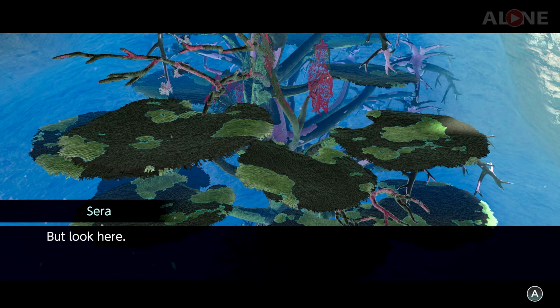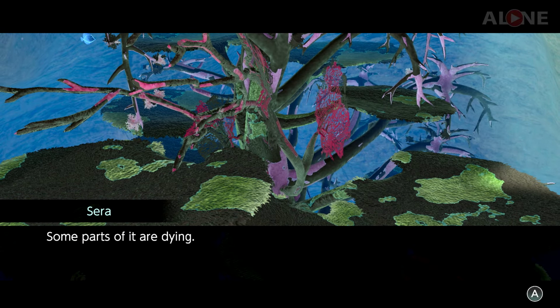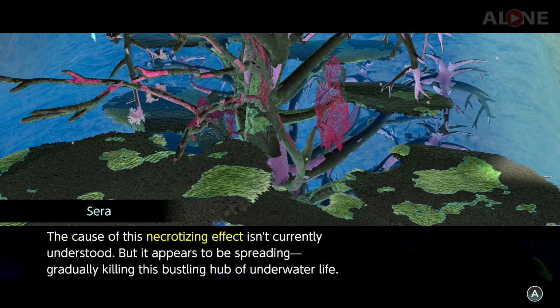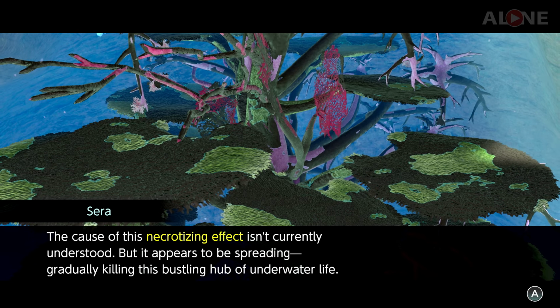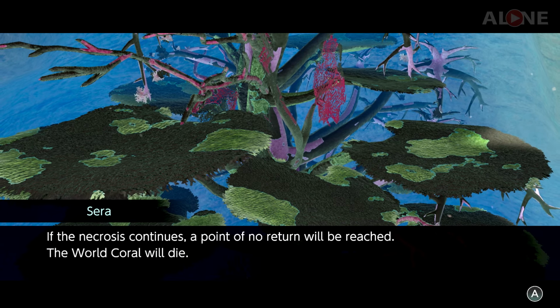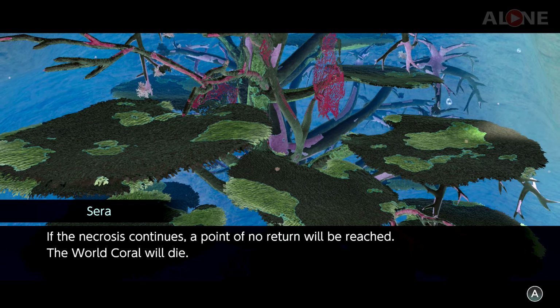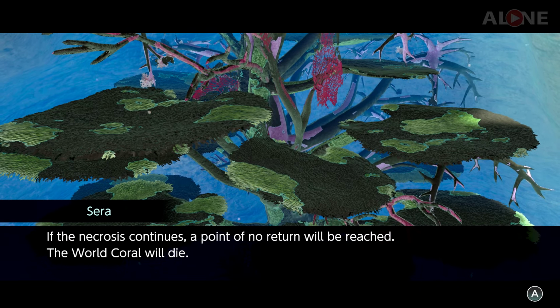But look here. Some parts of it are dying. The cause of this necrotizing effect isn't currently understood, but it appears to be spreading, gradually killing this bustling hub of underwater life. If the necrosis continues, a point of no return will be reached. The world coral will die.